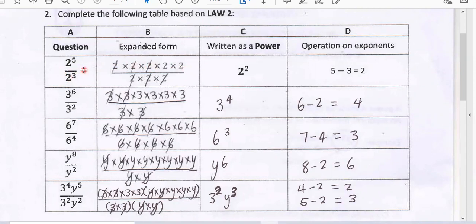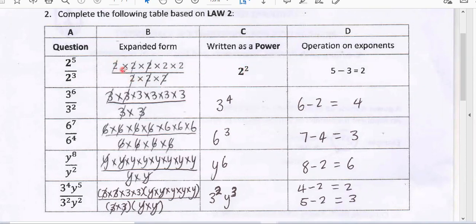And on our denominator, the exponent is 3. That means I must multiply this base, in this case which is 2, by itself 3 times. So it's 2 times 2 times 2. Now to write that as a power, we're going to have an answer of 2 to the 2.